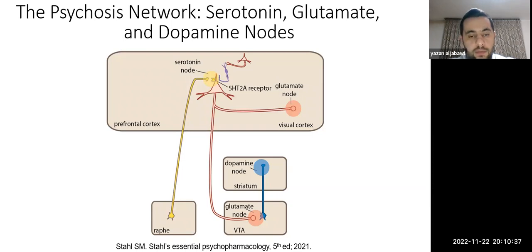This diagram represents some of the pathways of neurotransmitters like serotonin, which is produced from the raphe nuclei and goes to the prefrontal cortex. We see here the serotonin node. The main receptor there is the 5-HT2A receptor, so the serotonin interacts with that receptor and it sends signals to the ventral tegmental area and to the striatum, as well as the visual cortex. This is the normal physiological process.